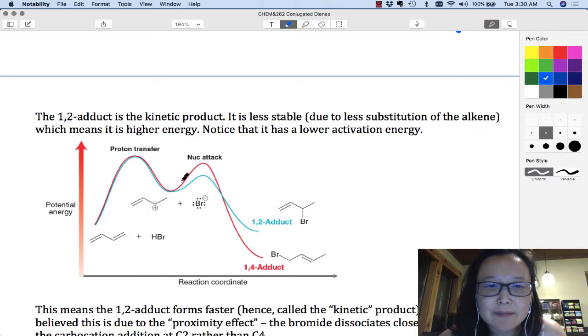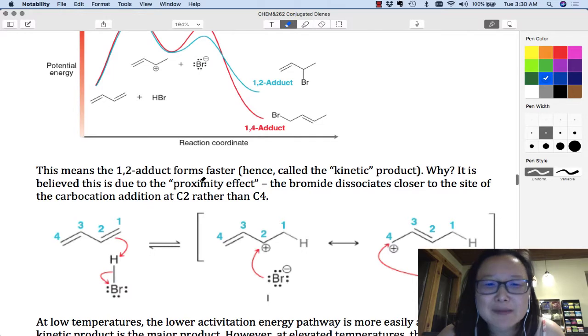So this is going to usually be dictated by the energy of the intermediate. If the energy of the intermediate is about the same, regardless of the pathway to either product, then how come these activation energies are so different? Well, that then has to do with something called the proximity effect.